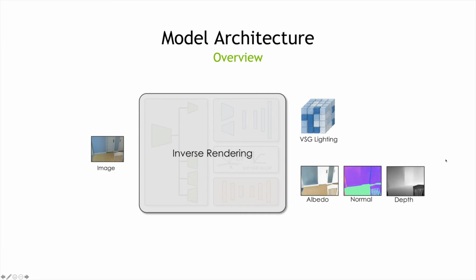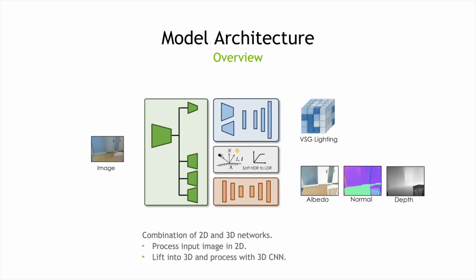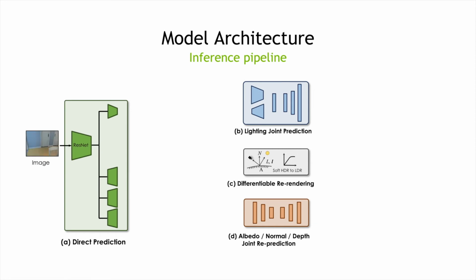We now introduce the model architecture. Our monocular inverse rendering model jointly estimates albedo, normals, depth, and a volumetric spherical Gaussian lighting. The network architecture consists of 4 submodules and is a combination of 2D and 3D networks. First, we pass the input image into the direct prediction module, where we process the input image with a ResNet backbone. This module makes an initial prediction of the intrinsic images and extracts a feature vector encoding global lighting information.